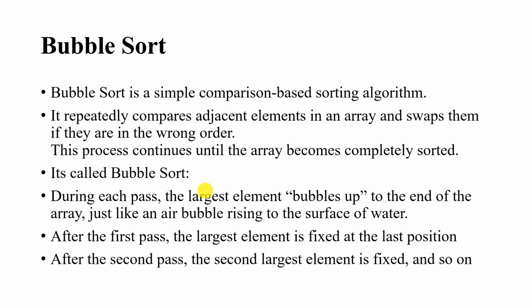During each pass, the largest element bubbles up. That means it is fixed at the end of the array. That means we should not go to that element because that element is already sorted. That is the meaning of bubbled up or fixed. After the first pass, the largest element is fixed at the last position. After the second pass, the second largest will be fixed and the process will continue further. So this is the bubble sort theory.